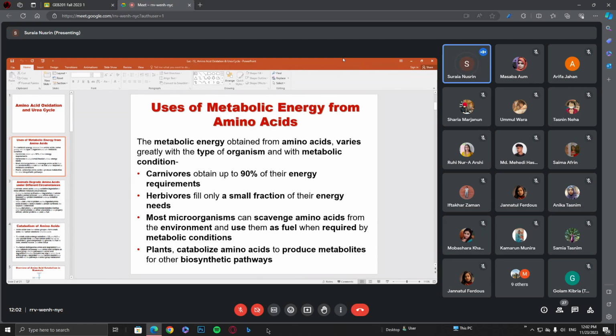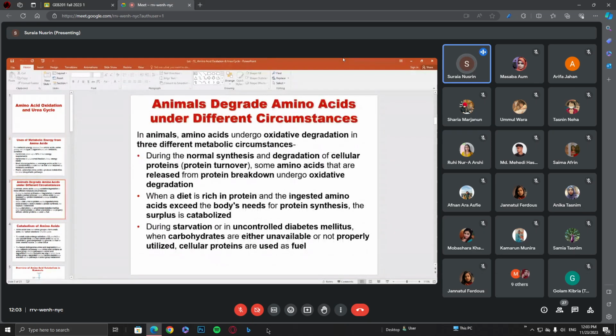In the case of plants, they are the ones which synthesize glucose. So for energy production, they don't need to use amino acids. Actually they catabolize amino acids to synthesize other metabolites, which are used to synthesize different biomolecules. So that is how different organisms use amino acids as a source of energy.